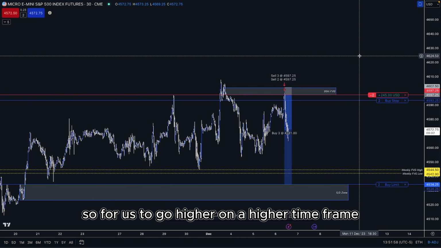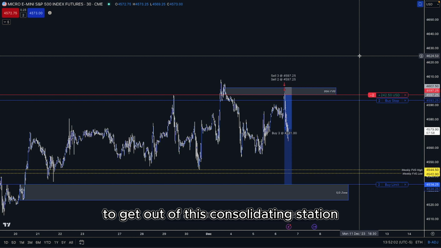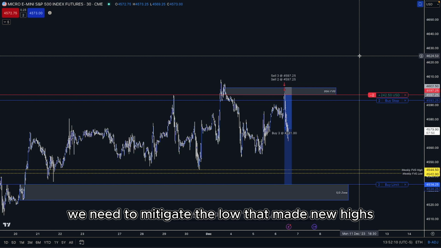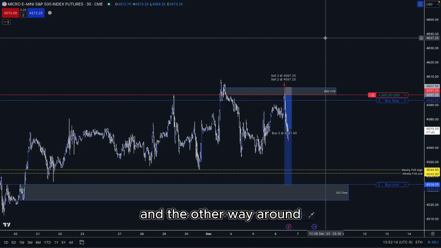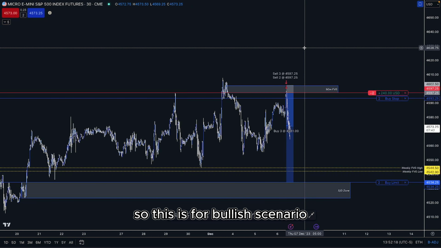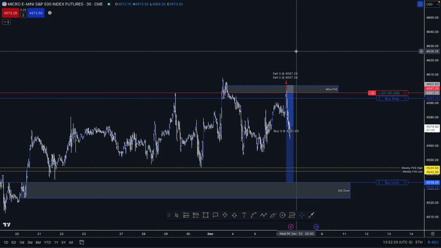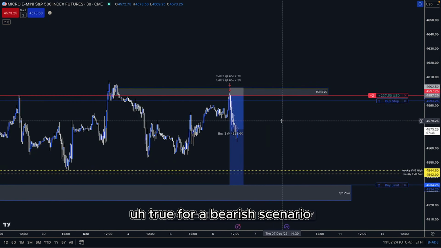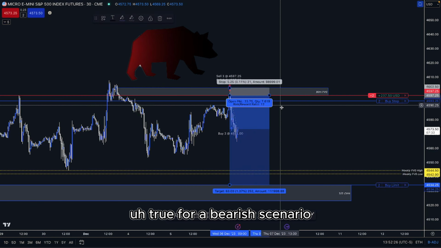So for us to go higher on a higher time frame, to get out of this consolidation, we need to mitigate the low that made new highs. Okay, guys? We need to mitigate the low that made new highs, and the other way around. So this is for a bullish scenario. The opposite is true for a bearish scenario.